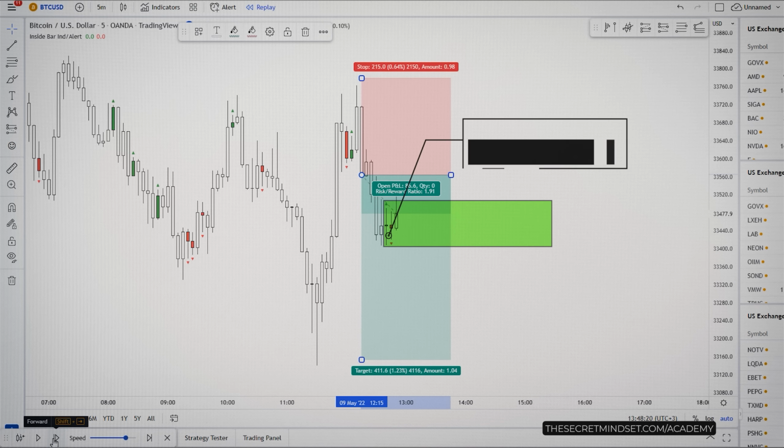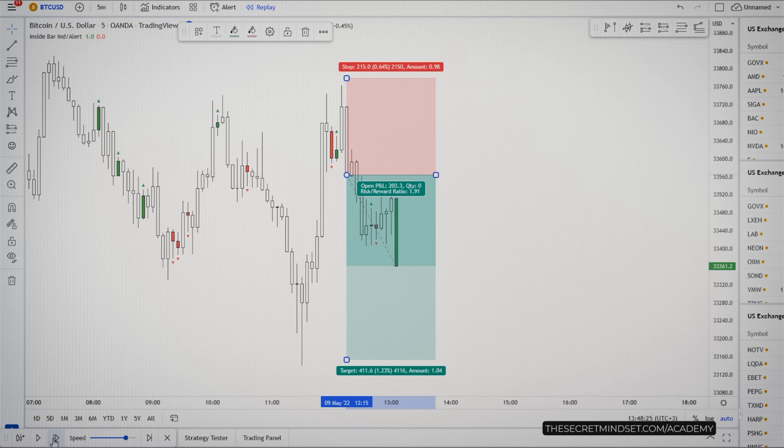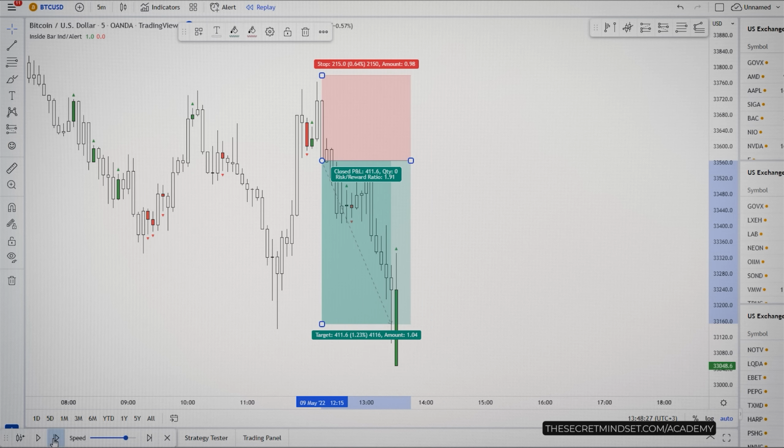Now we see another double inside bar below the first signal. As we are already in a trade, we ignore this one.